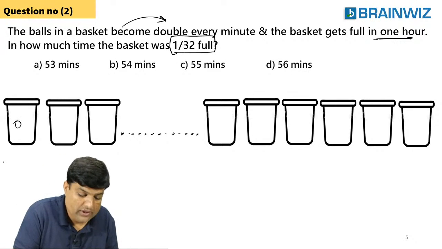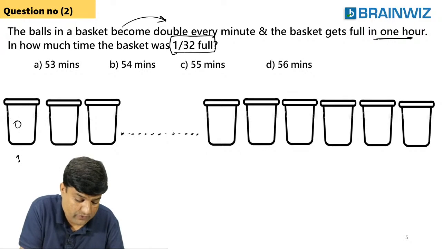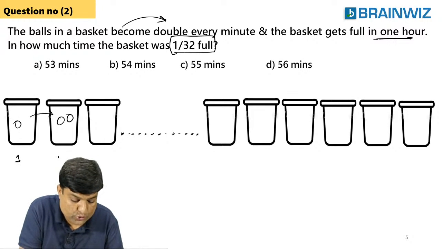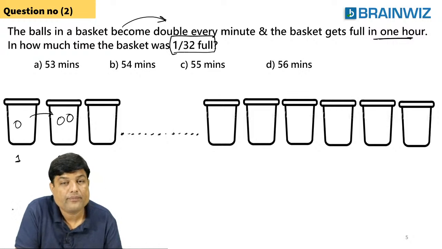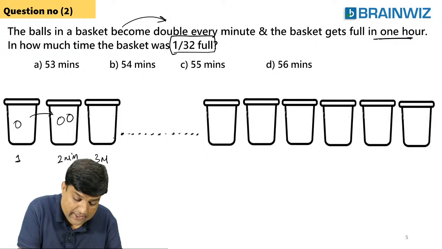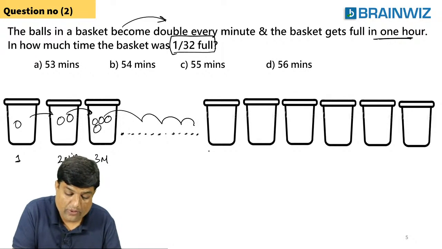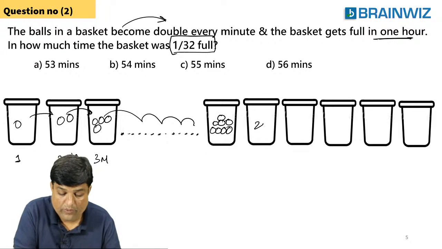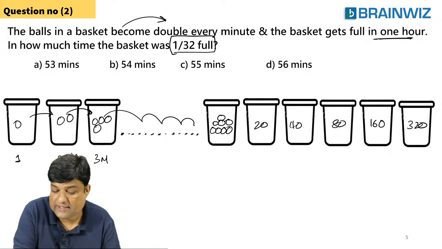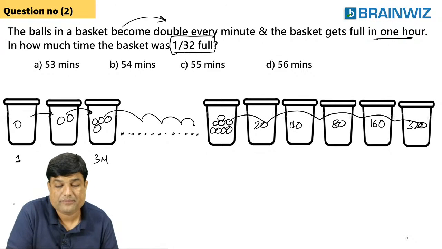Suppose you have got one ball here. For the first minute, we have got one ball. Next minute, it becomes double, guys. Second minute. Now, third minute, guys, if you try to see here, it will become double. Means how many balls? 4 balls now. Like this, like this, like this. Now suppose you have 10 balls. Then you will have 20 balls, then 40 balls, then 80 balls, then 160 balls, then 320 balls, like this. Double, double, double, double, double.